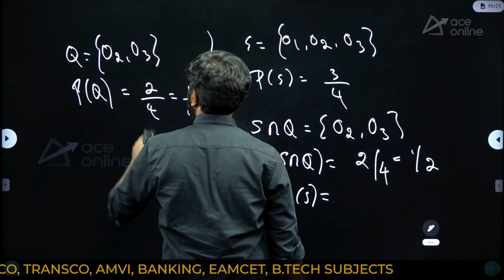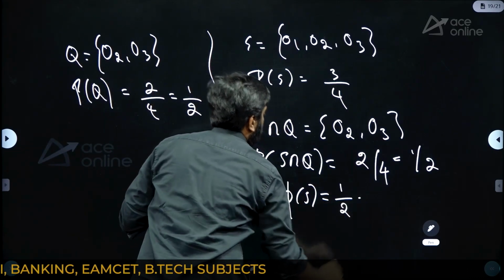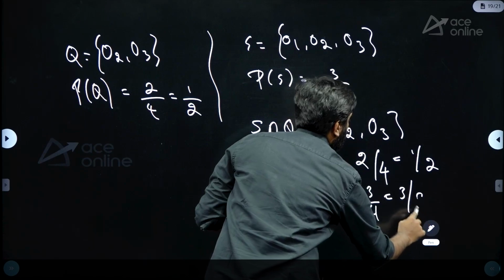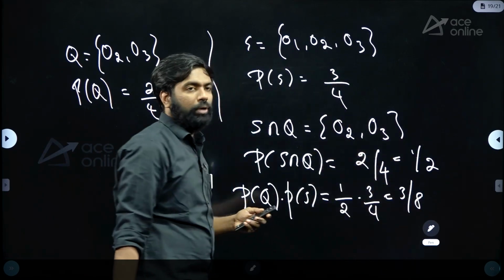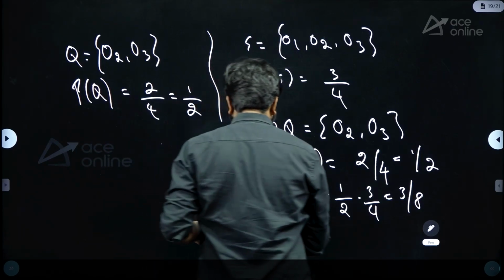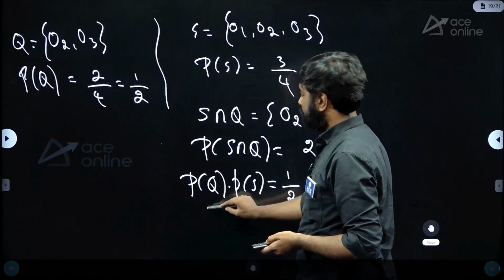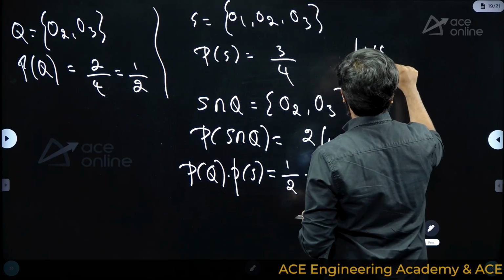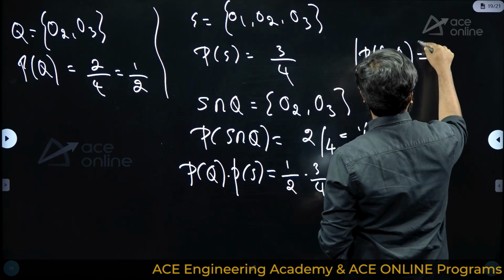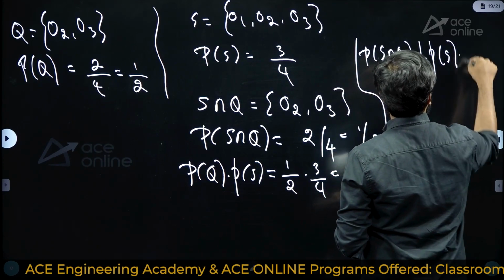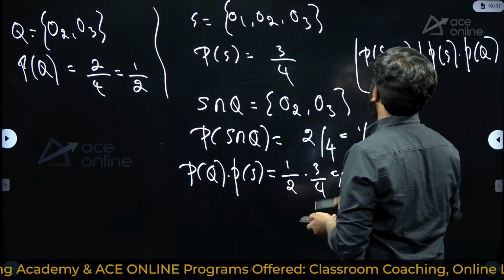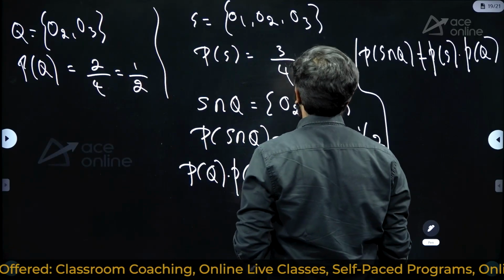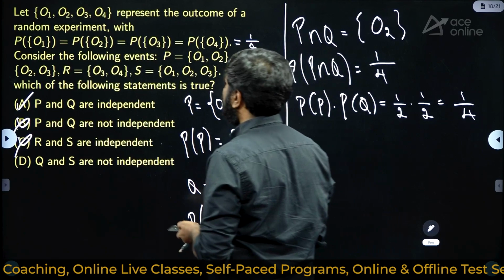So what is the probability of Q? It was 1 by 2 into, what's the probability of S? It was 3 by 4, which gives you the answer 3 by 8. Now this 3 by 8 is not equal to 1 by 2. So they are not independent. What we got is P of S intersection Q is not equal to P of S into P of Q, meaning they are not independent. So we are talking about Q and S. Yes, they are not independent.